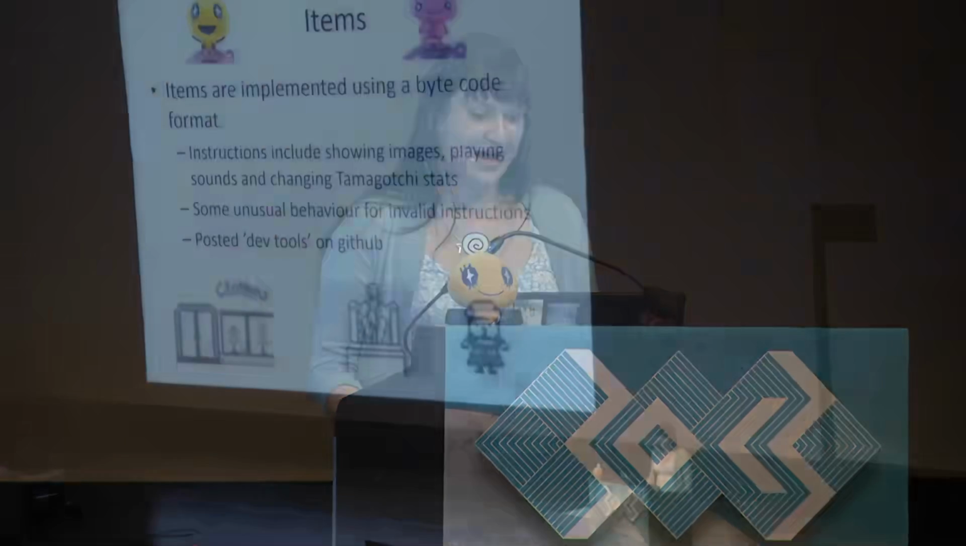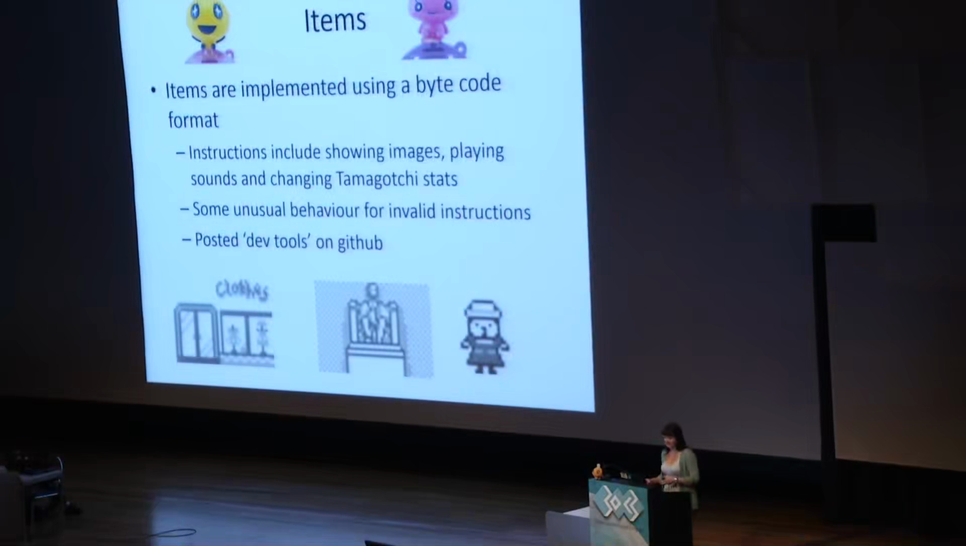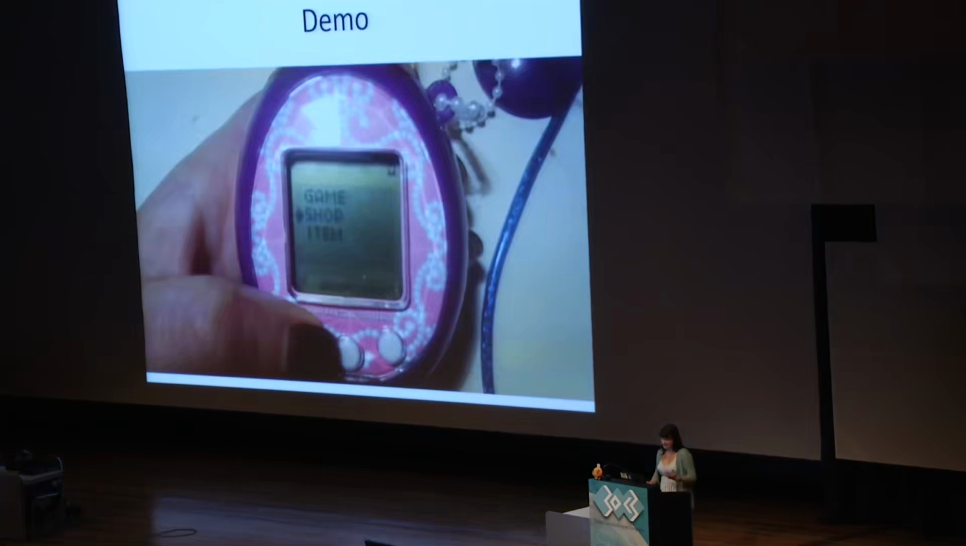So I played around with this a bit, and I found out it was in a bytecode format. And you could do things like display an image on the screen, play a sound, and you can also change stats. So for example, when your Tamagotchi sees Abraham Lincoln, it gets really, really happy. But there's nothing really useful in there. There was some unusual behavior for invalid instructions, but nothing else that I could use to dump the code. But thankfully, I could do some fun things, like make a music video, or make my Tamagotchi do the Harlem Shake.